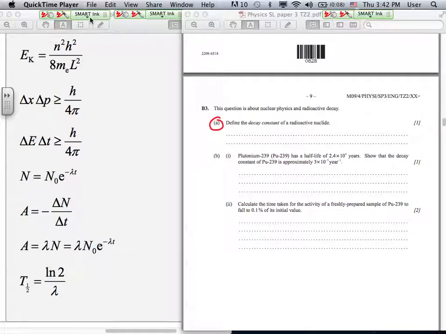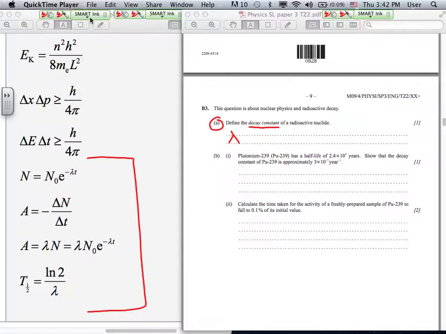Define the decay constant of a radioactive nuclide. So the decay constant, we use the symbol lambda, is the probability of a decay per unit time. So it's one of your definitions you need to know. Now the formula that we have for radioactivity are these over here, and you need to know what each of those symbols obviously stands for.